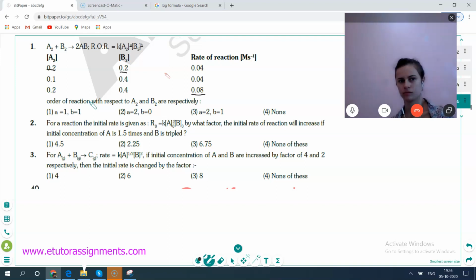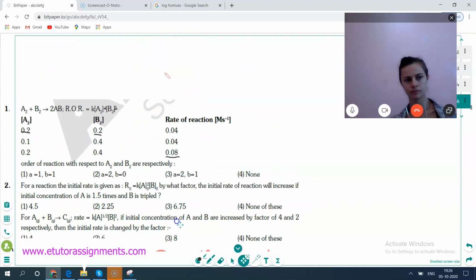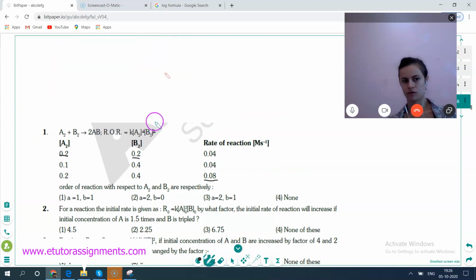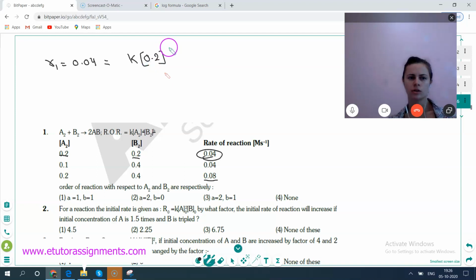Yes. Please write the question number first. Case 1. Please write. Tell me. I will write. So rate of reaction R1 is given here, yaar, equal to R1 is 0.04. 0.04 is equal to K, and then 0.2 power A, and then 0.2. Slowly, yaar. I am writing very slowly, na. You are speaking very fast. Allow me to write it.